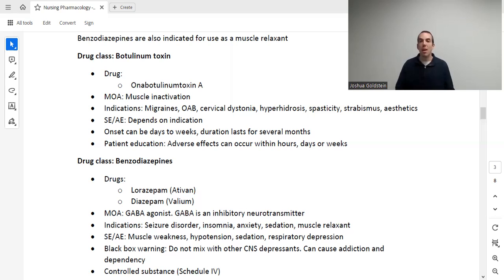So if I give you more GABA, then I'm pushing harder on the brakes, which is going to slow things down in the brain. If someone's having a seizure and the electrical pathways are firing like crazy, obviously slowing things down, that makes sense how it helps. What do we use this for? This is a pretty broad class of drugs. We use it for seizures, insomnia, anxiety, sedation, muscle relaxant. We use it for a whole bunch of different things. That list isn't even complete.